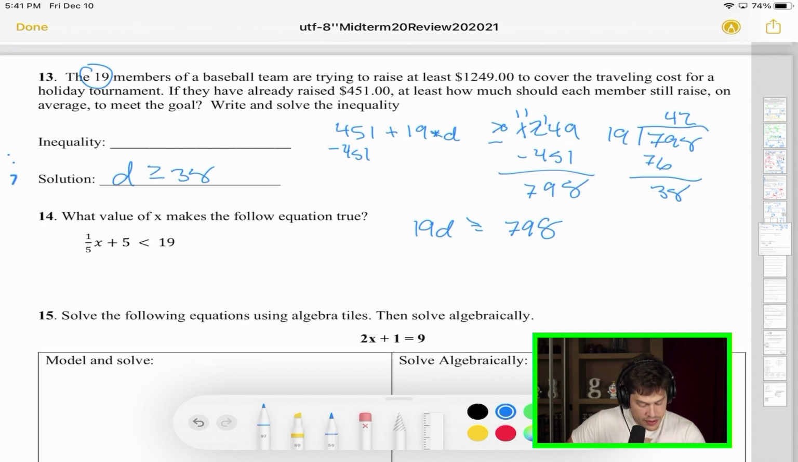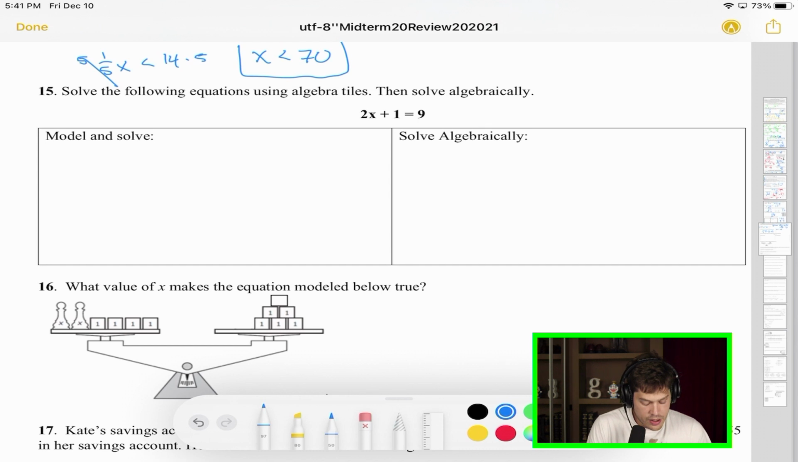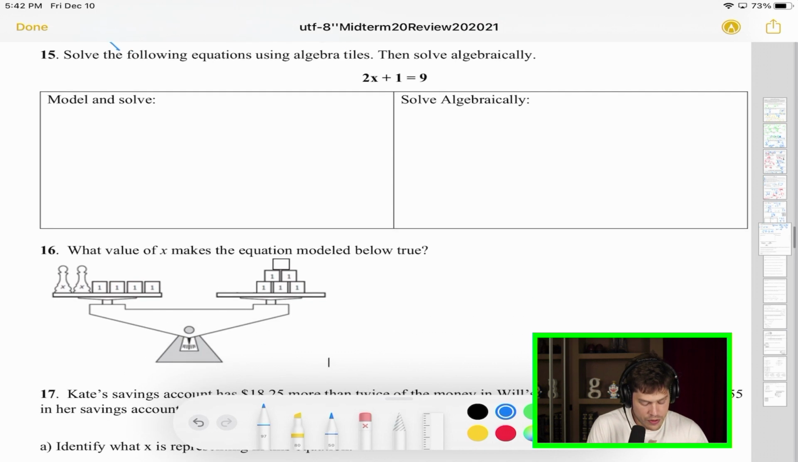What value of x makes the following inequality true? 1/5 of x plus 5 is less than 19. Again, we just solve this as normal. Subtract 5 from each side. We have 1/5 of x is less than 14. Now we're going to multiply both sides by 5 to get rid of this fraction, 1/5. 14 times 5 is 70. So x needs to be less than 70 for this inequality to be true. Okay, maybe we could have drawn something like this for a model.